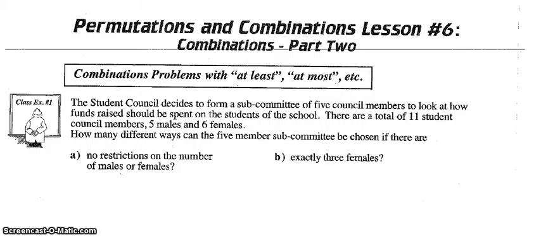Hi everyone. We are doing permutation and combination lesson 6. This is combination part 2. Combinations are collections of objects when the order doesn't matter. When the order is irrelevant in the question, you can shuffle them around. If the order does not matter in the question, then you use combination. You use the C button on your calculator.